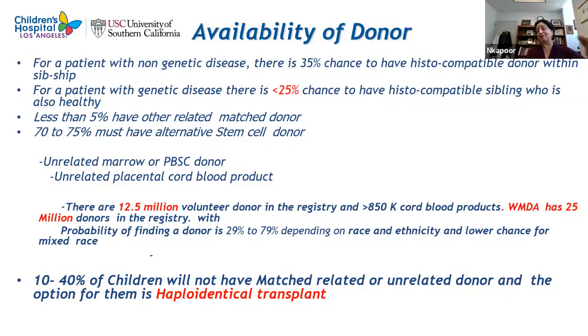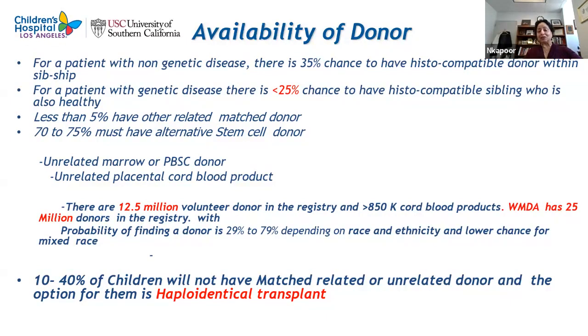Less than 5% will have another related donor. The chance of finding one outside the sibship is much less. For 70 to 75% of patients, we need an alternative donor, and there we are looking for an unrelated donor, marrow as well as peripheral blood stem cell. Right now there are 12.5 million volunteer donors in the registry, and about 850,000 cord blood products which we can access if we don't have a sibling donor. Worldwide, there are 25 million people available for us to look at.